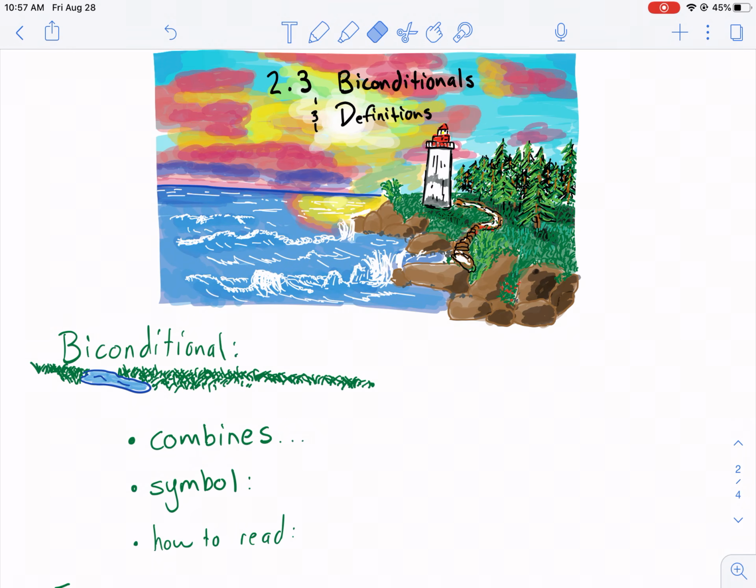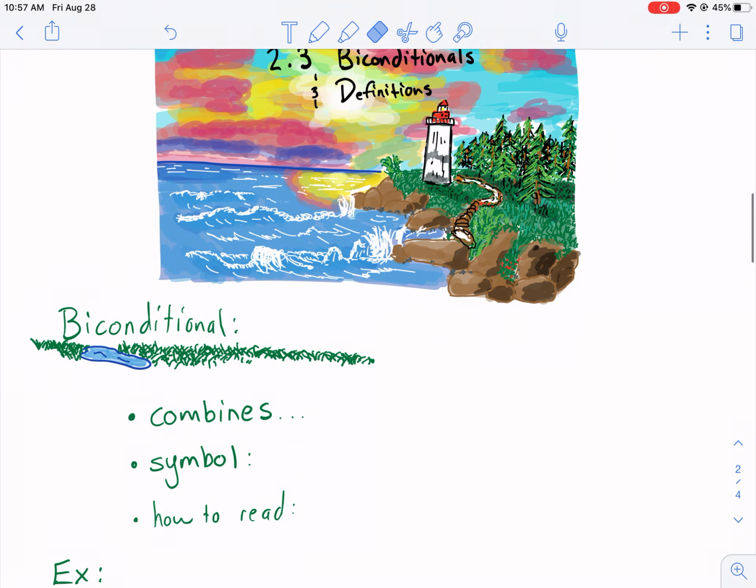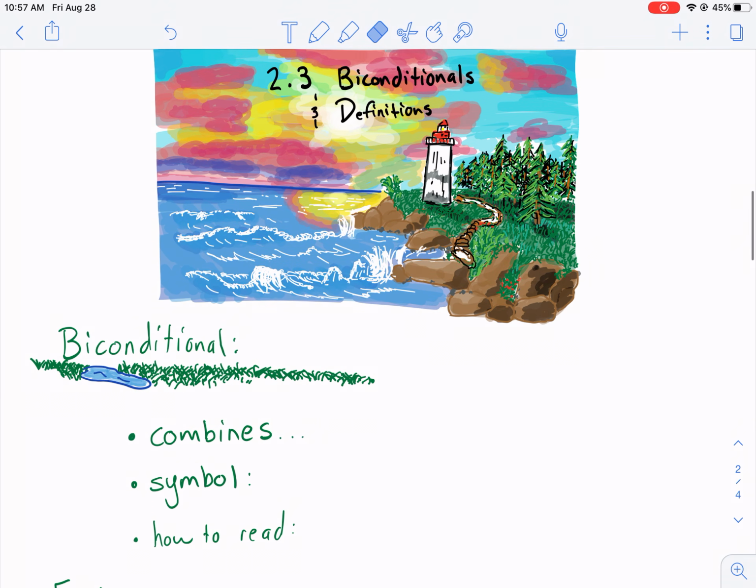Geometry students, welcome back. Today we're taking on 2.3 biconditionals and definitions. This is a continuation of conditional statements and some of the logic and reasoning associated with it. Let's go ahead and get started.